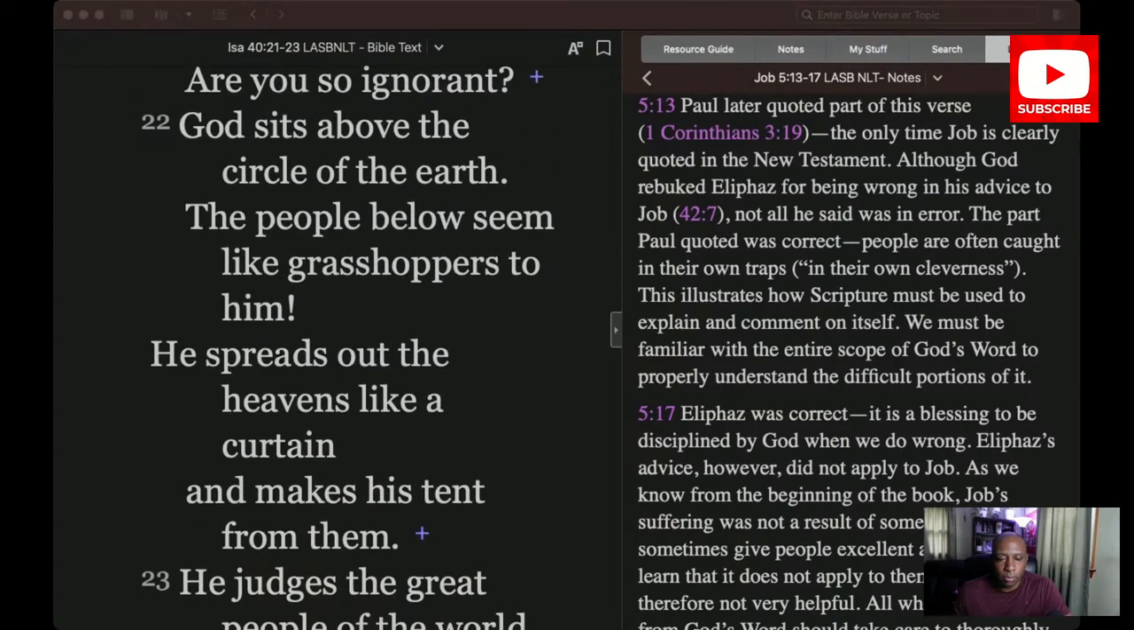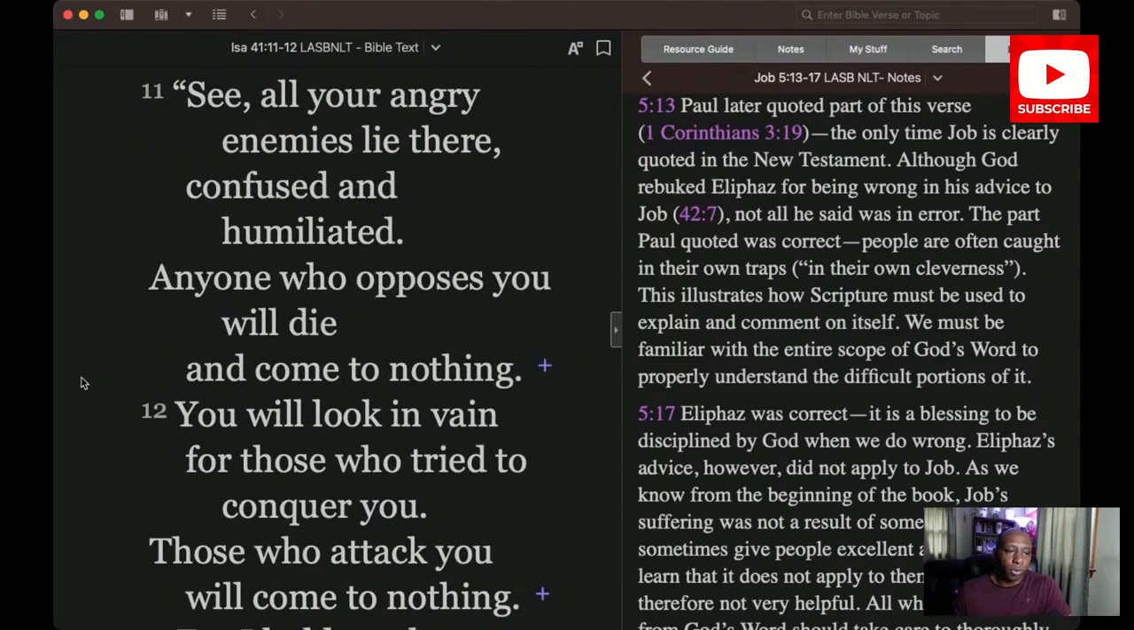Right? Let's go deeper. Isaiah chapter 41, verse 11 tells us this. See, all your angry enemies lie there, confused and humiliated. Anyone who opposes you will die and come to nothing. Intervening there, right?